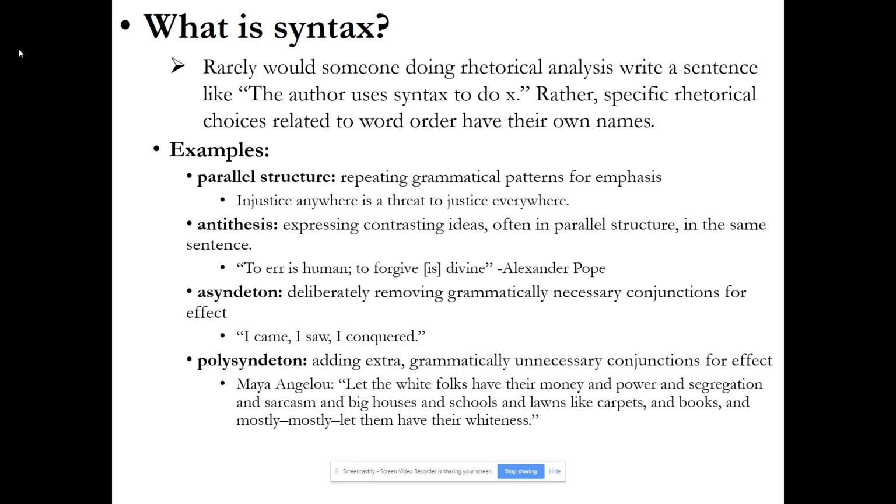Polysyndeton is, of course, the opposite. That is adding extra grammatically unnecessary conjunctions for effect. So this quote is from Maya Angelou's I Know Why the Caged Bird Sings. "Let the white folks have their money and power and segregation and sarcasm and big houses and schools and lawns like carpets and books and mostly, let them have their whiteness."